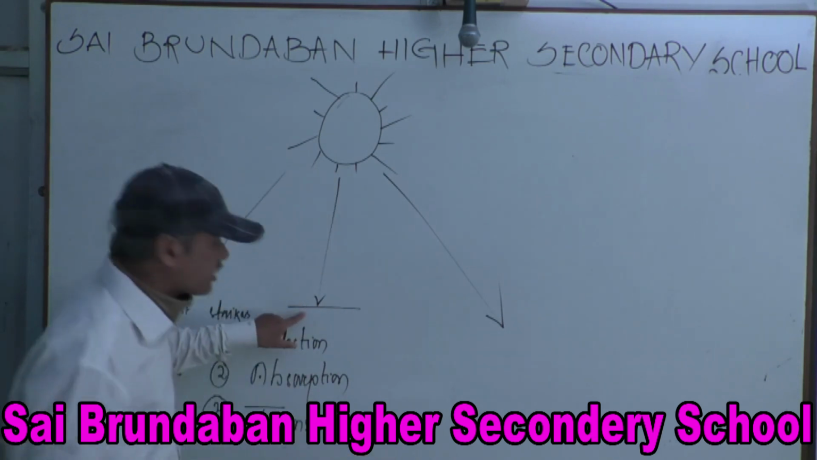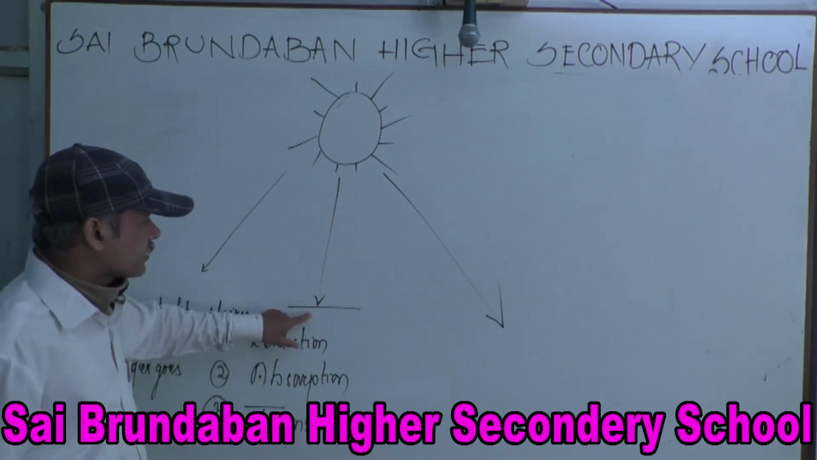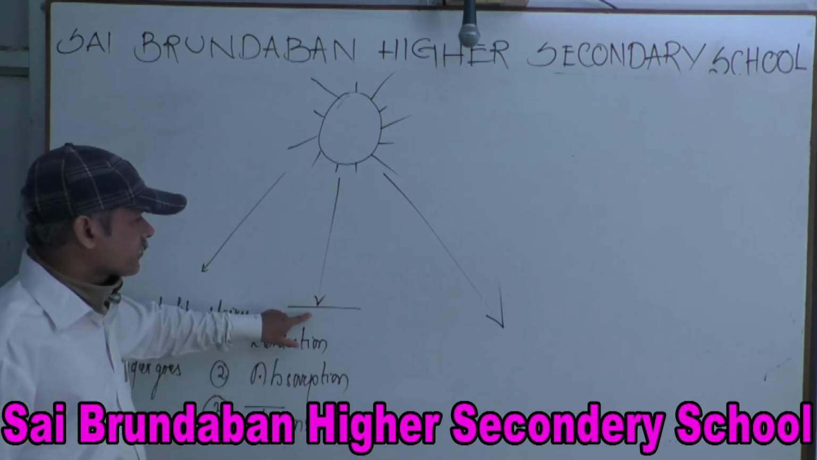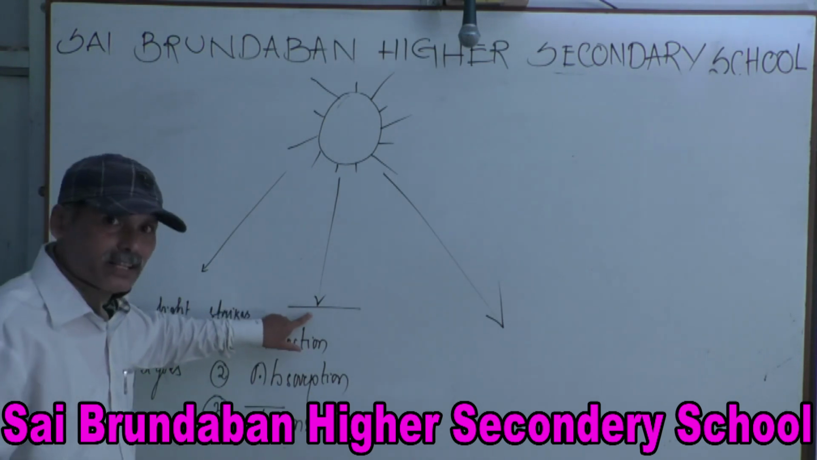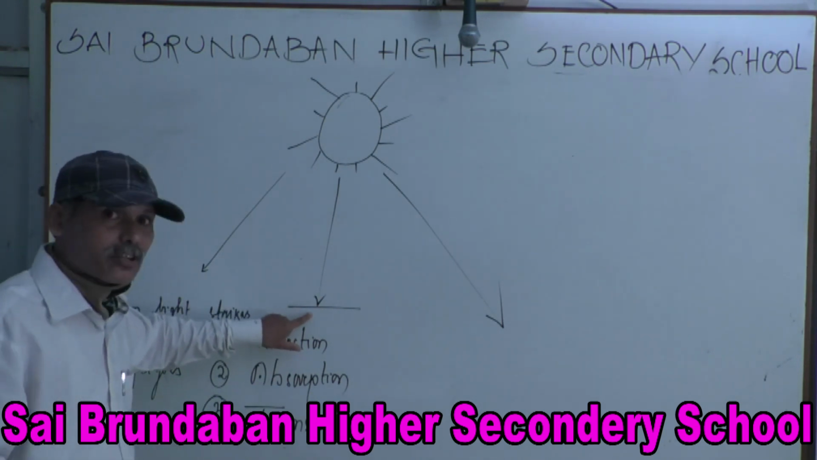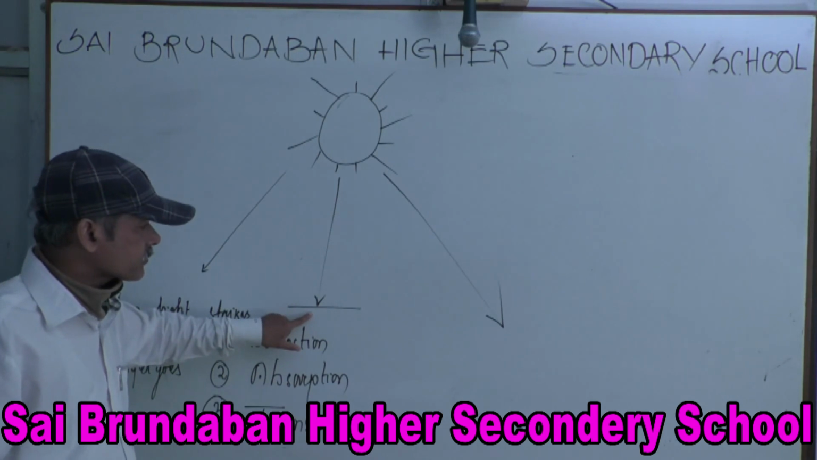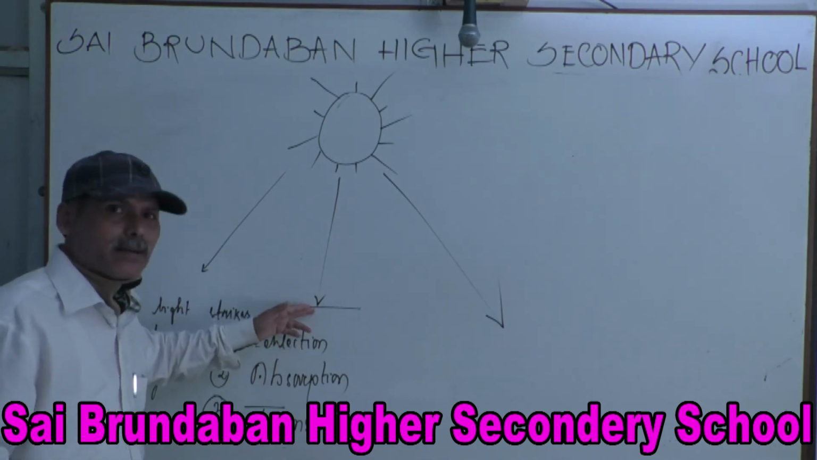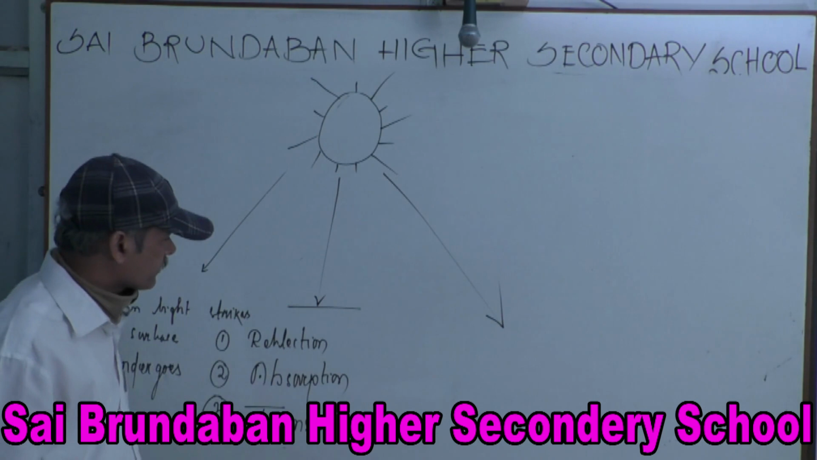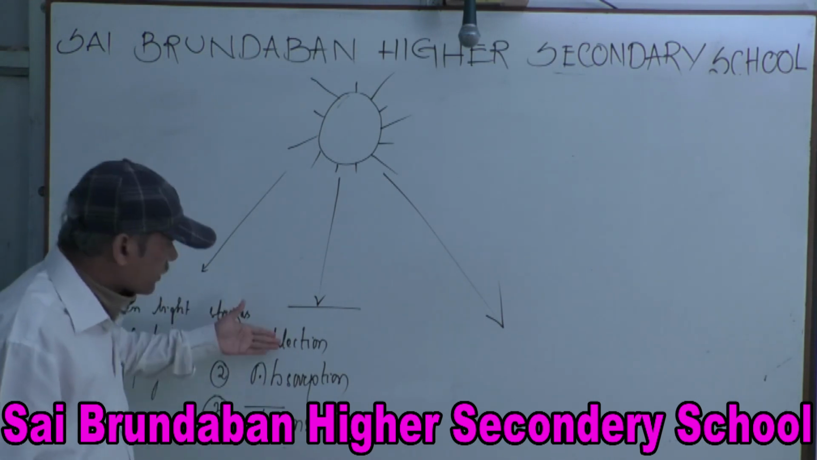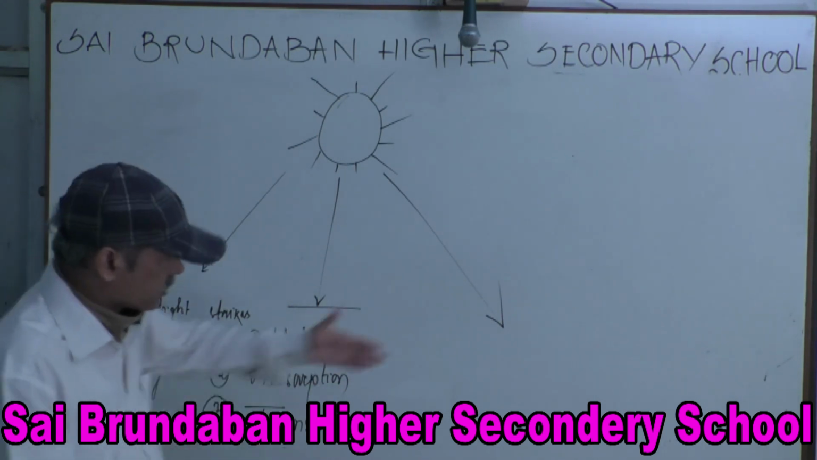So let us see, here is a surface, and a striking surface. There are different types of striking surfaces. Then what is reflection, absorption and transmission? Let us see.